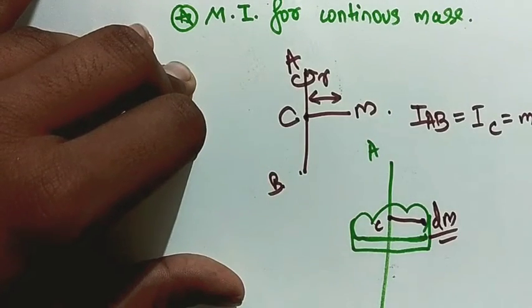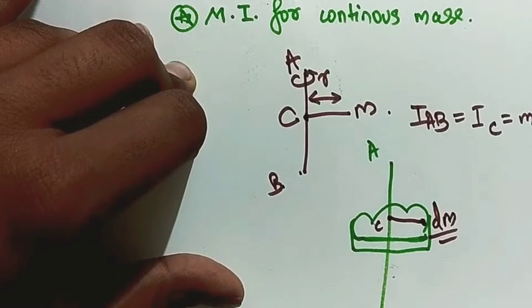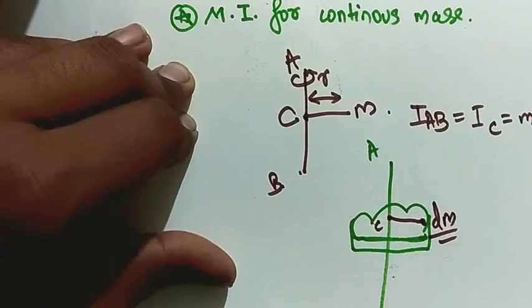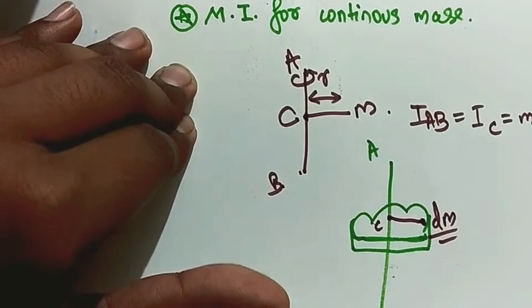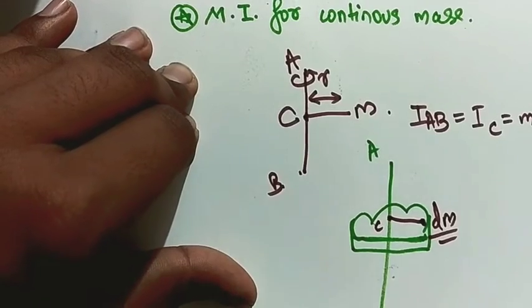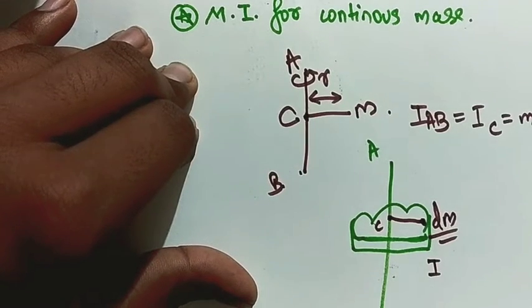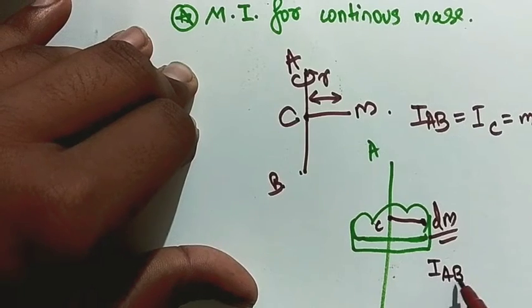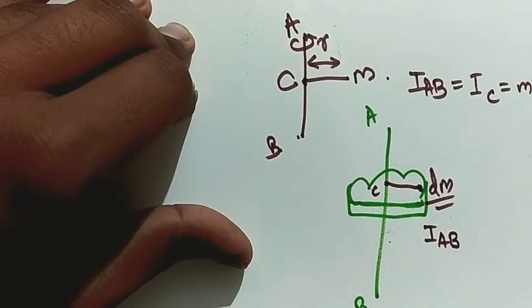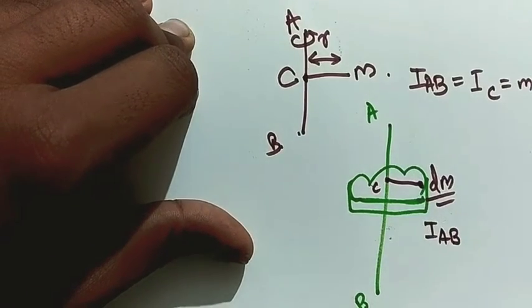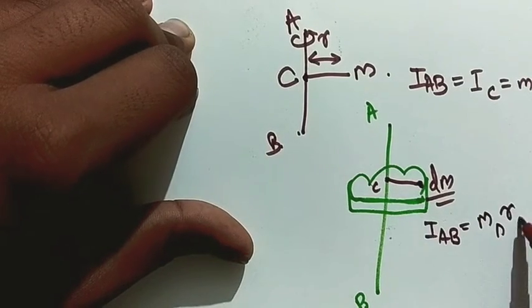It means there are n particles, and the n particles have different masses. So we are going to consider a very small quantity of mass, which is dm. According to the law, the total moment of inertia is the sum of the individual particles. For example, if we want to calculate the total moment of inertia from axis A to axis B, we include all the masses, meaning m_n r_n square.